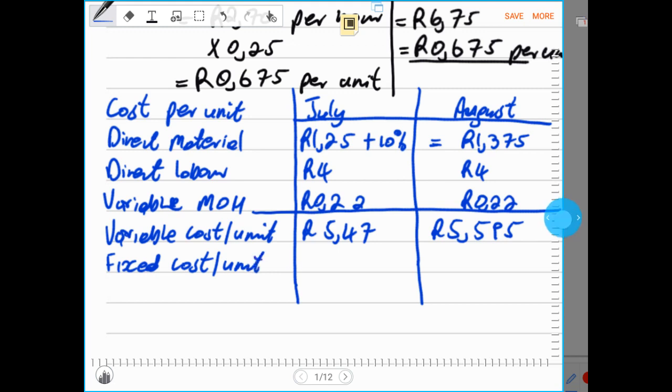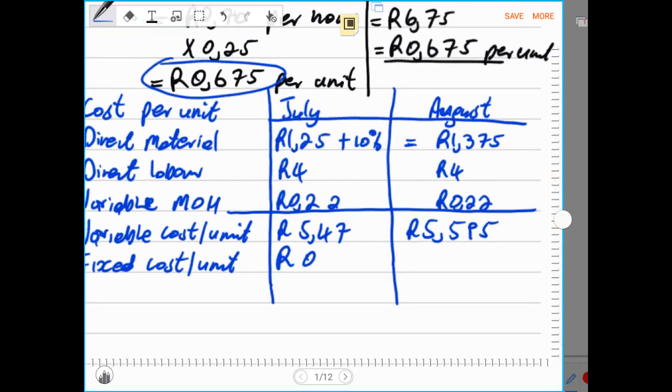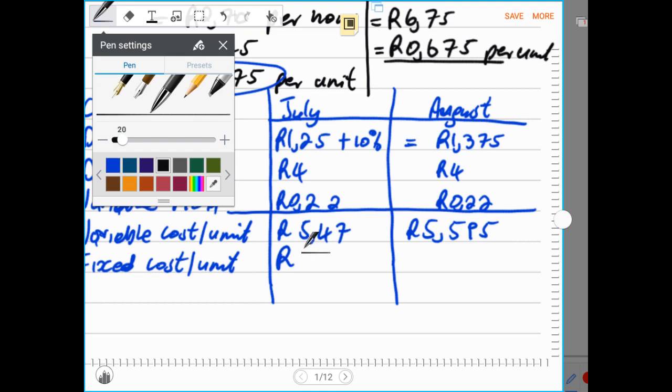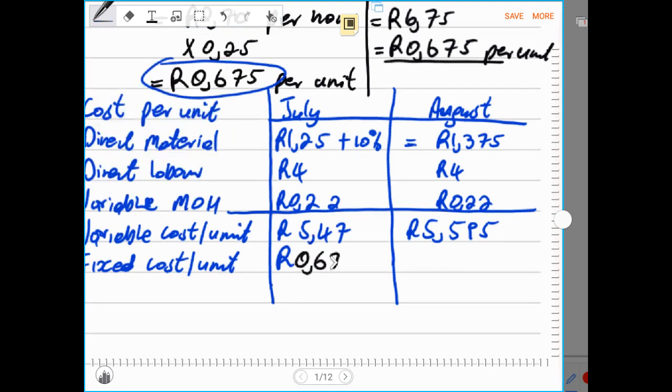And now we have to go and check our fixed cost. We have already calculated our fixed cost. It is 0.675 per unit. Don't forget, it is 0.675, and there was no increase, 0.675 per unit. We have already done that beforehand.